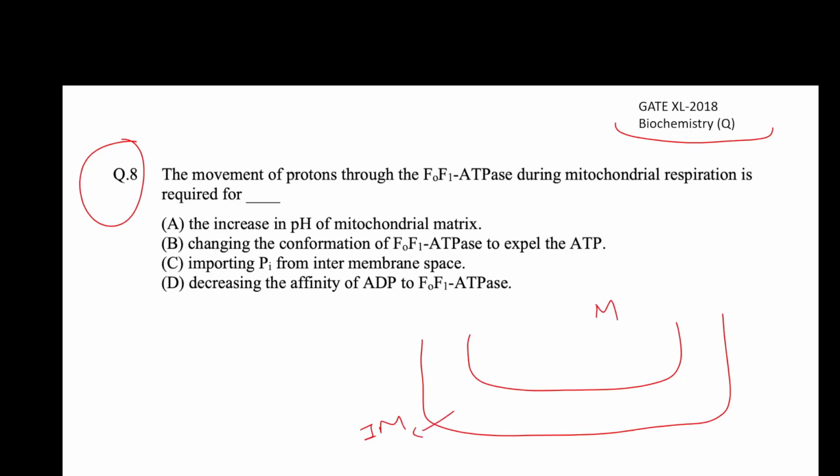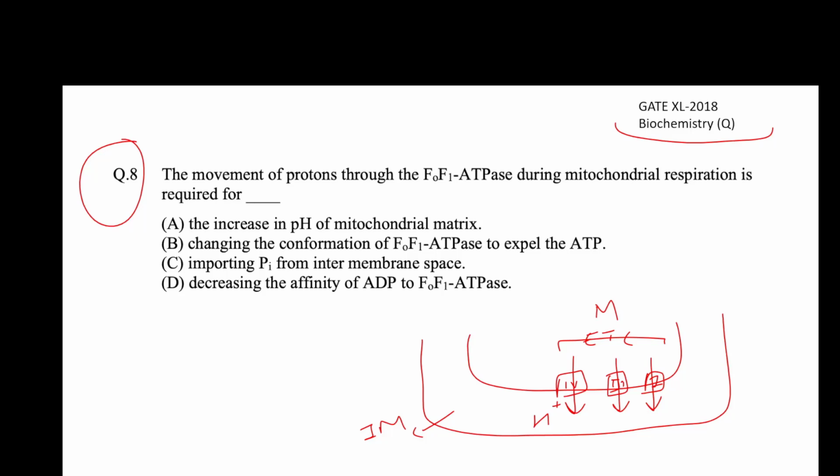So the electron transport chain takes place through four complexes. Three of them are in the mitochondrial membrane. Via the electron transport chain, the movement of protons happens. The movement of protons takes place in this direction. The ultimate result is that the protons move from the matrix to the intermembrane space.